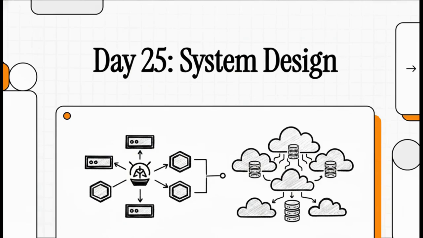Guys, today is huge. We are officially hitting day 25 in our system design journey. Can you believe it? Today, we're zeroing in on two absolute pillars of modern infrastructure, Kubernetes and cloud architecture. We're going to unpack exactly how these beasts operate at a massive scale.